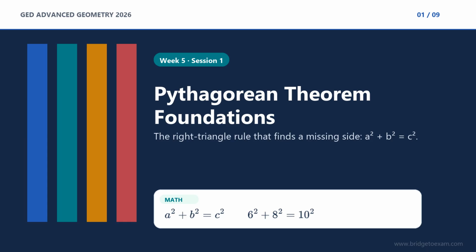Today we learned the Pythagorean Theorem, one of the most useful tools on the whole GED math test. It works only for right triangles, and it lets us find a missing side whenever we know the other two. By the end of this session, a squared plus b squared equals c squared will feel like an old friend.